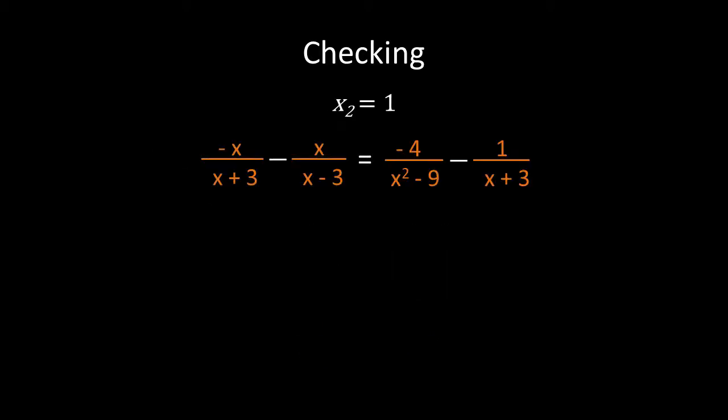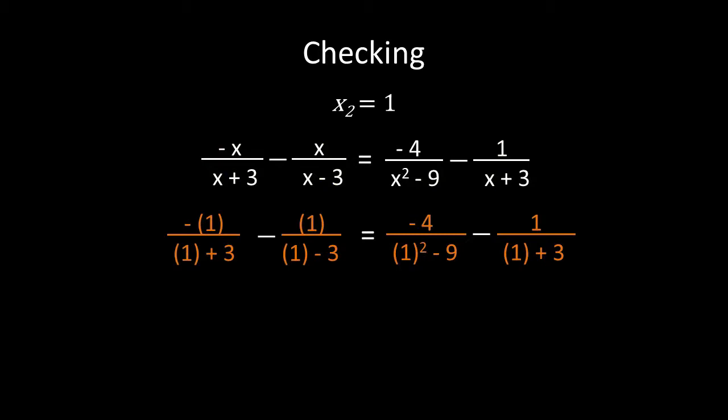In order to check if the answer is a solution, we need to substitute the value of x sub 2, which is equal to 1, to our equation, which is negative x over x plus 3 minus x over x minus 3 is equal to negative 4 over x squared minus 9 minus 1 over x plus 3, and it will become negative 1 over 1 plus 3 minus 1 over 1 minus 3 is equal to negative 4 over 1 squared minus 9 minus 1 over 1 plus 3.